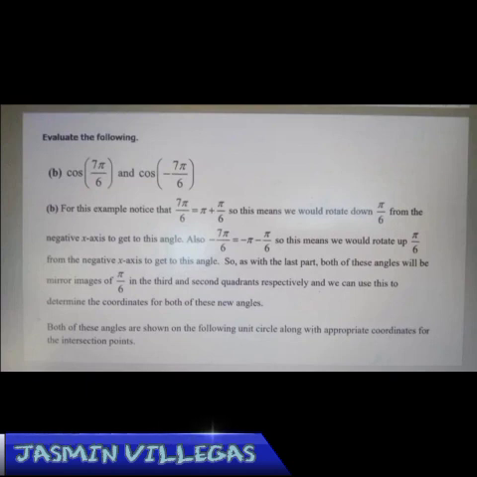So, as with that last part, both of these angles will be mirror images of pi over 6 in the third and second quadrant respectively, and we can use this to determine the coordinates for both of these new angles. Both of these angles are shown on the following unit circles along with appropriate coordinates for the intersection points.